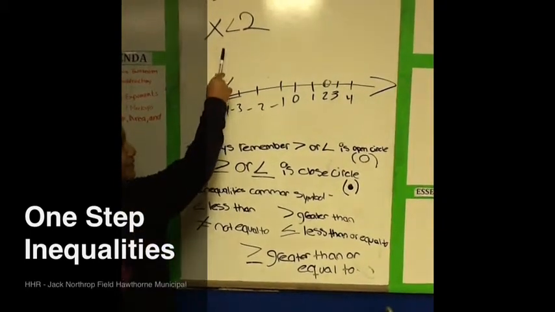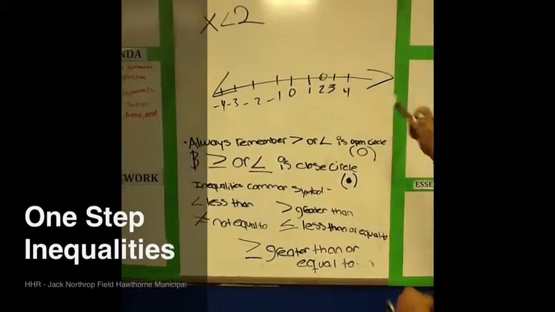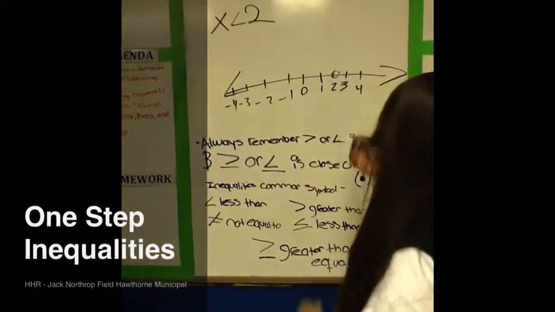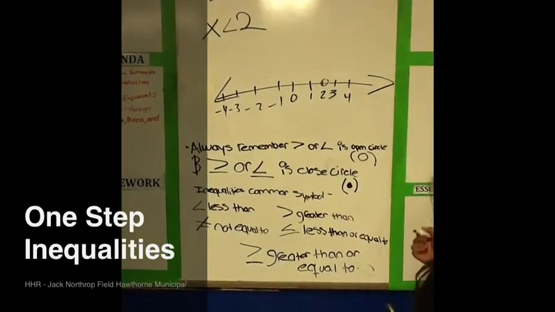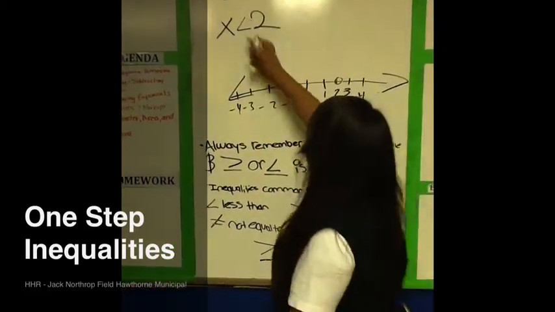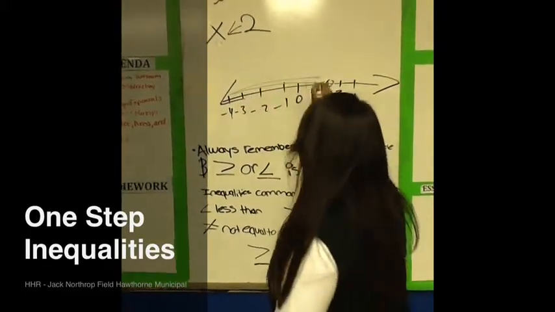So for example, x is less than 2. It's an open circle because it doesn't have the or equal to. And then since it's pointing that way, it's like an arrow. So it's telling you that everything in here is less than.